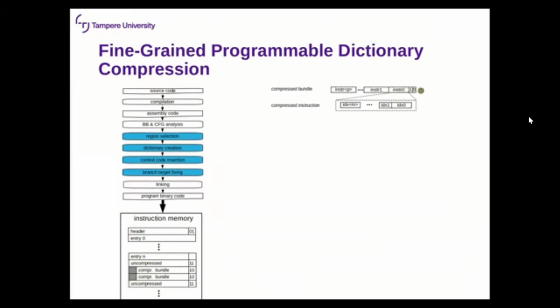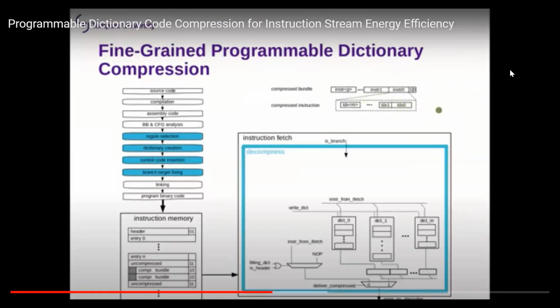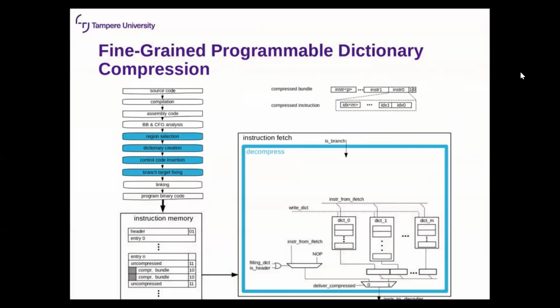This is what a compressed bundle looks like. It is simply a number of instructions fixed at design time, and each instruction merely consists of indices to all of the dictionaries. And this is how the instruction fetch hardware looks. We have a number of dictionaries in parallel, and for each of them we can configure their number of entries and the width. During execution, we can either fetch uncompressed or compressed instructions.